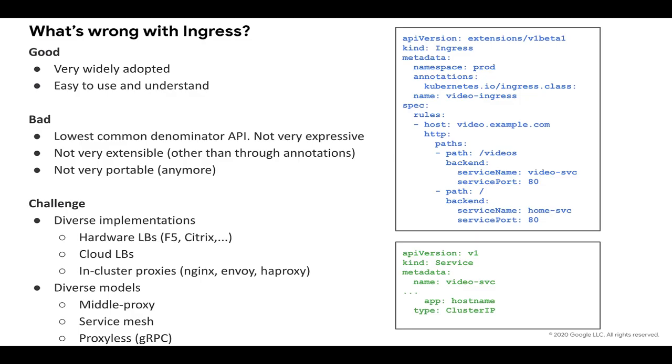So you might be asking, well, what's wrong with Ingress? What does it not do for us, and why do we need another new API resource? It's a very valid question. Ingress has a lot of good things going for it. It's very widely adopted. There are many implementations and Ingress controllers out there. It's easy to use and understand. It does basic host and path routing, along with TLS and the ability to reference services. But it's very basic, and so ultimately Ingress became a lowest common denominator API that was not very expressive. It was not extensible other than through annotations, and as a result, it's become not very portable.